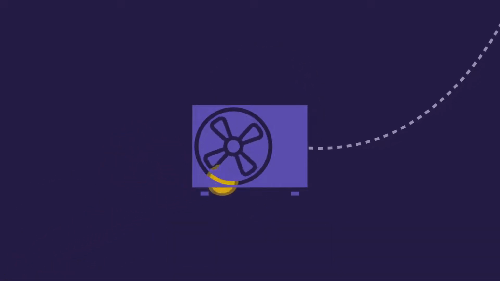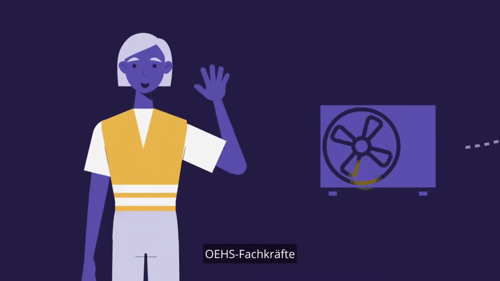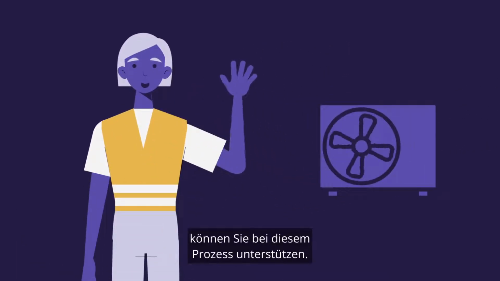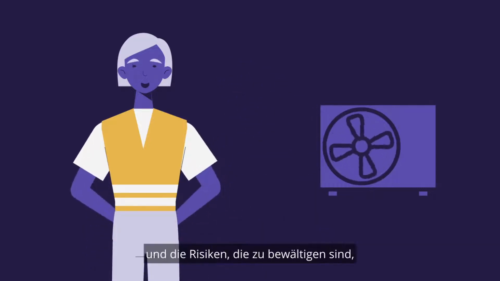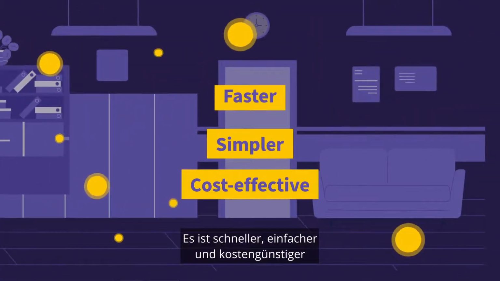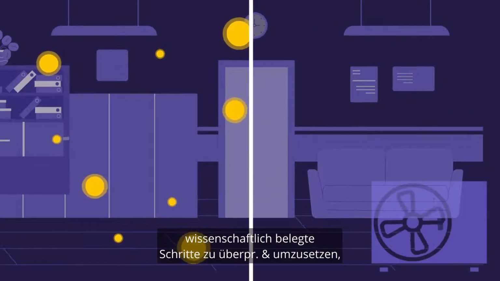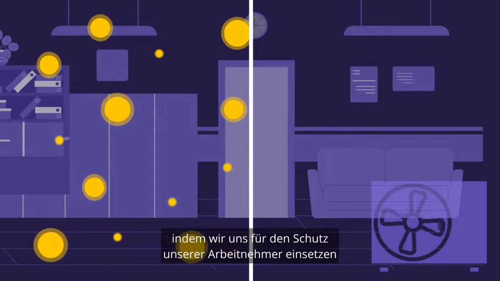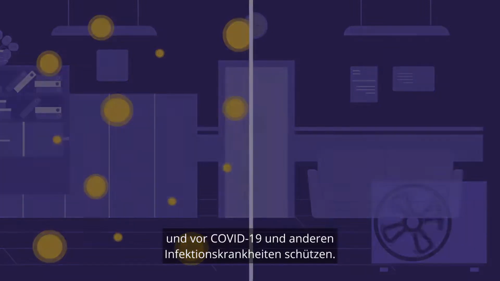inside the building. An occupational and environmental health and safety (OEHS) professional can support you in this process. They can help you assess the HVAC system and the risks that need to be addressed in your organization's building. It is faster, simpler, and more cost-effective to review and implement scientifically proven steps now as we continue to work to protect our workers and community from COVID-19 and other infectious diseases.